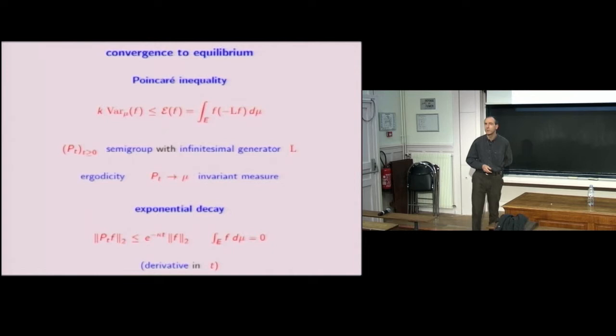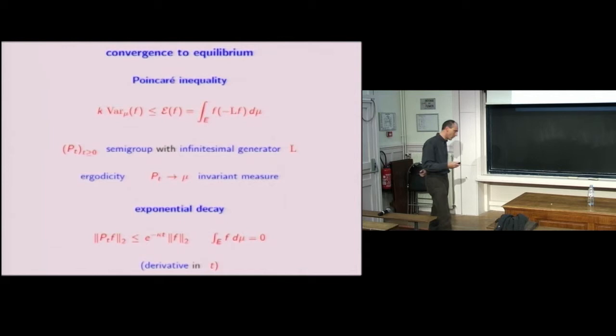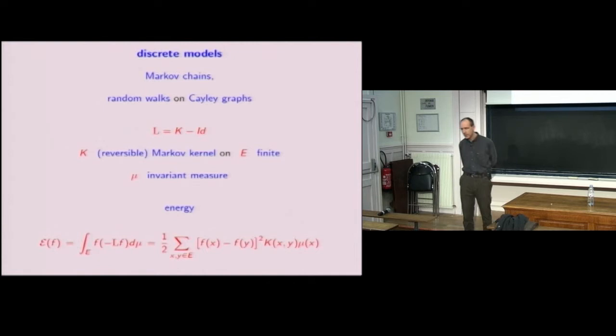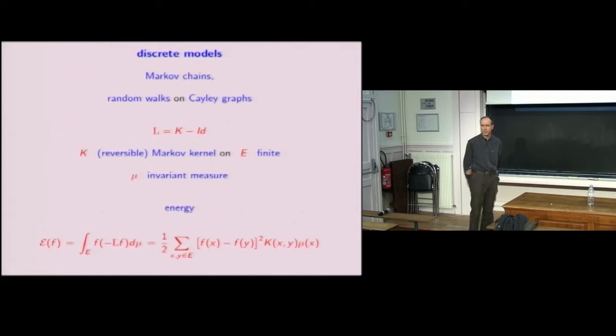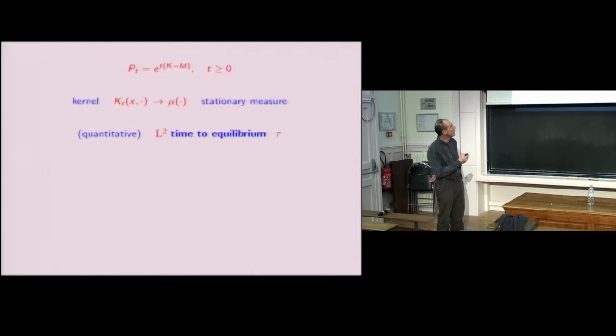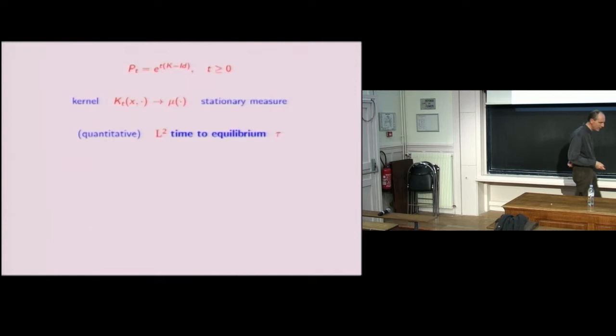This type of rate for convergence to equilibrium has been used quite a lot in the study of Markov chains. It has been used also in statistical mechanics on random walks. Typically, if you are given a Markov kernel on, say, a finite space E, you consider L to be K minus the identity. You define an energy, which is the natural energy in this context. And what happens is that the Poincaré constant is a way to control the convergence of the Markov kernel Kt towards the stationary measure. And you can actually define quantitatively the time to equilibrium in those models.